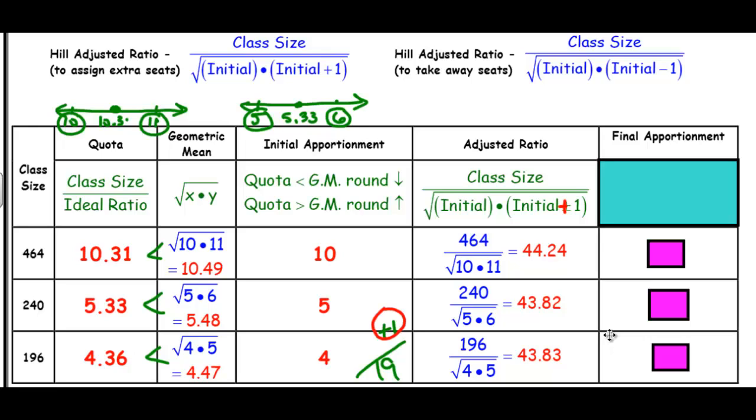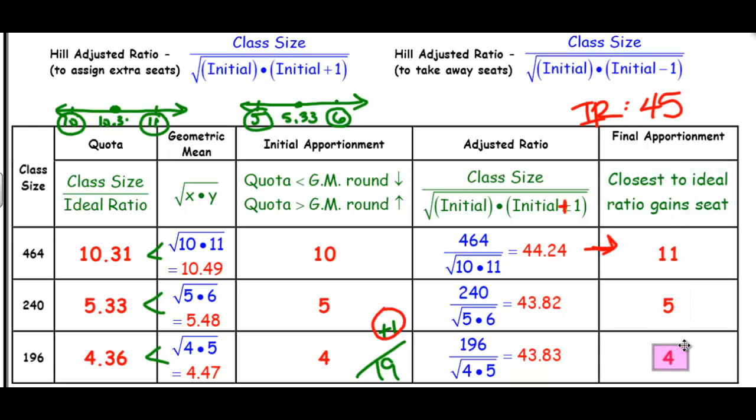Okay, once you have your adjusted ratios, it is always a comparison then to the ideal ratio, and if you remember, the ideal ratio for us is 45. So if we look down here, closest to 45 is this top one here, so they would gain the 1 seat. So again, this final apportionment is always the same. Always the closest one to the ideal ratio gets the seat, or the closest one would lose the seat.